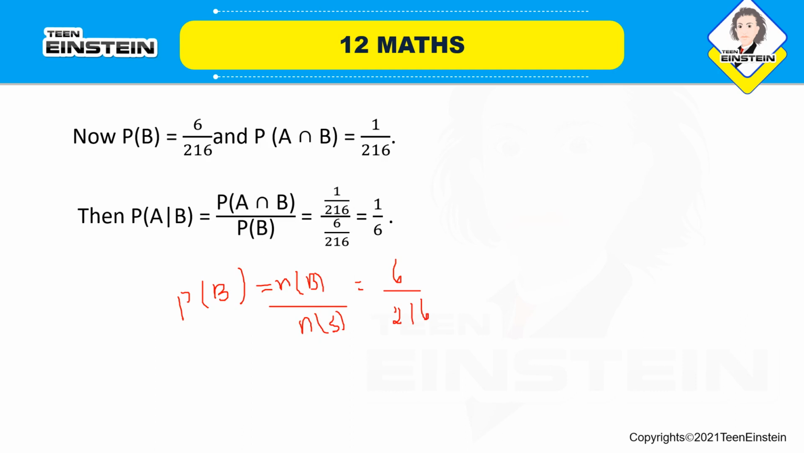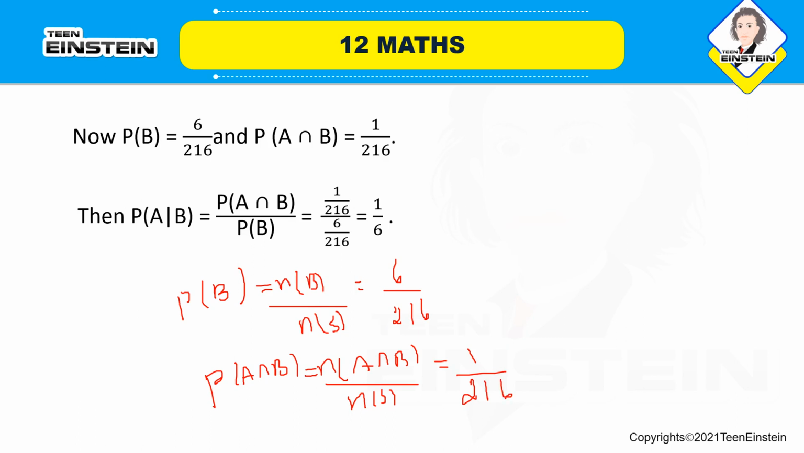6 by 216. Okay. Then probability of A intersection B. So what is the formula? N of A intersection B by N of S. So number of elements in A intersection B is 1. Am I correct? There is only one element in A intersection B. So 1 by what is the total number of elements in S? It is 216.